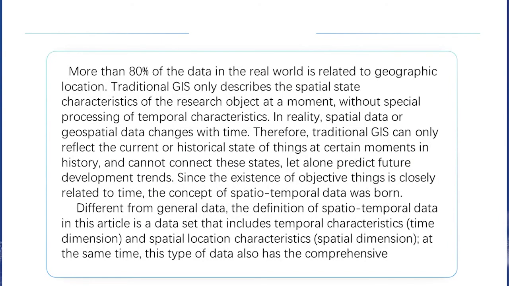More than 80% of the data in the real world is related to geographic location. Traditional GIS only describes the spatial state characteristics of the research object at a moment, without special processing of temporal characteristics. In reality, spatial data or geospatial data changes with time. Therefore, traditional GIS can only reflect the current or historical state of things at certain moments in history, and cannot connect these states, let alone predict future development trends. Since the existence of objective things is closely related to time, the concept of spatio-temporal data was born.